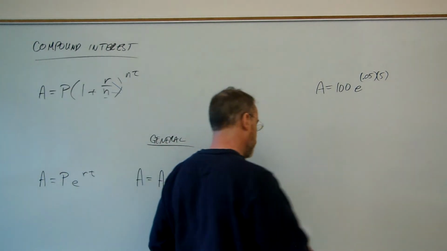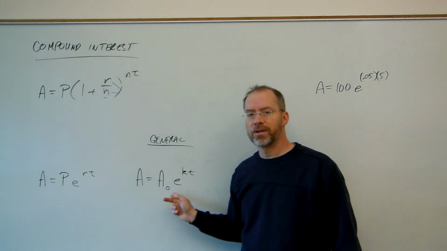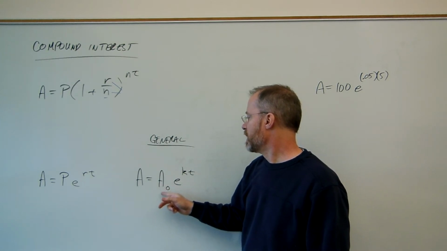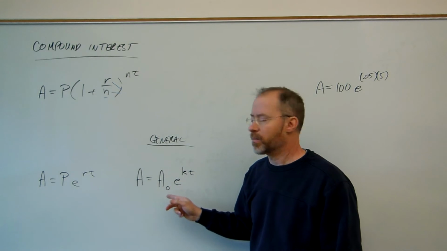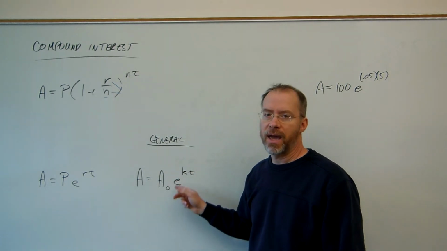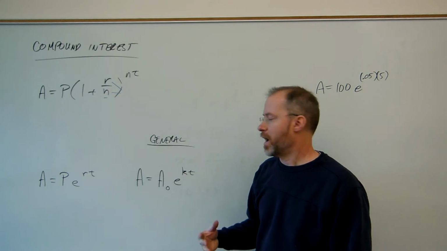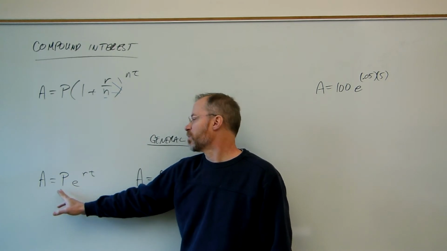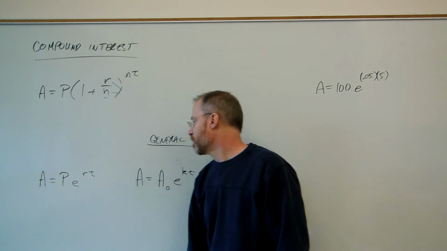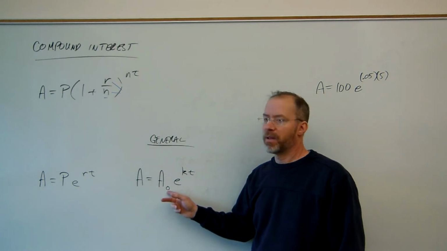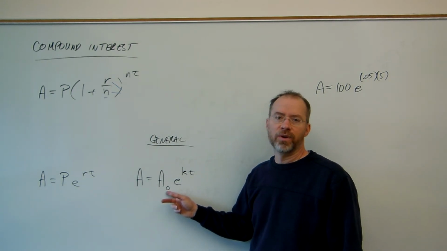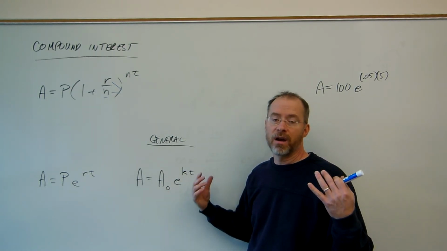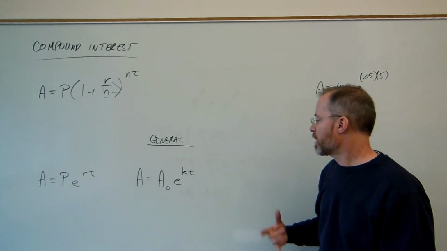And what I want you to notice is that these two formulas are really the same formula. A sub 0 just means beginning amount, initial amount of something that's either growing or decaying at a constant percent rate over time. In this case, we're thinking money. We're thinking P is the beginning amount and it's principal for some initial investment amount. Here we could be thinking about a population of birds. We started with 1,000 birds and they were increasing at a rate of 2% per year or per month or per week per time period.